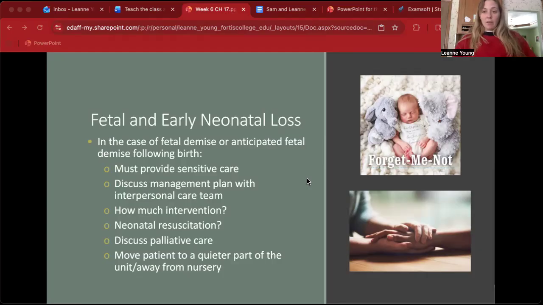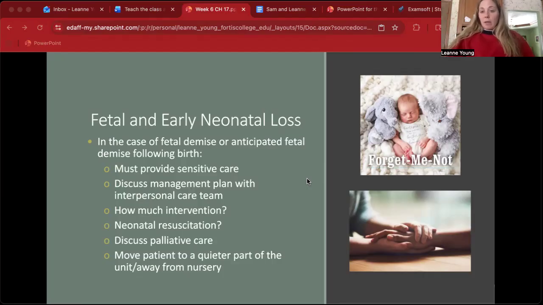We need to ask their preferences on what they want to do. Okay. Do they want this baby to be given the full resuscitation efforts by our team? If the baby comes out without a heartbeat, what would you like us to do? If the baby comes out with a heartbeat, how would you like us to proceed? Those kind of things, okay? It is always up to and at the discretion of the delivering parents, the parents that are having the baby, okay?